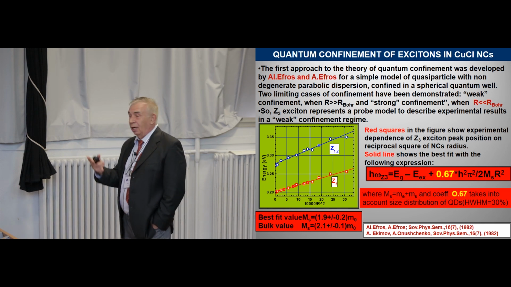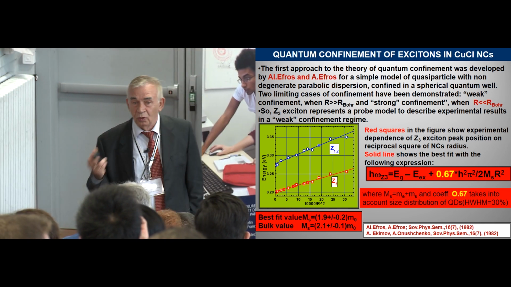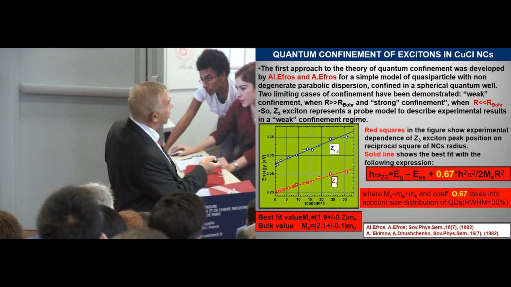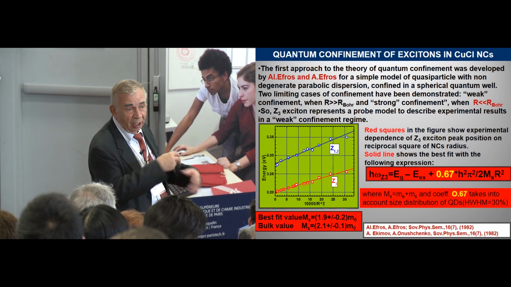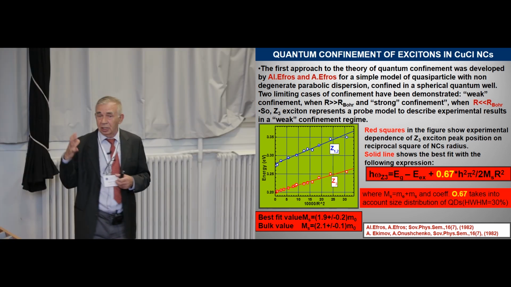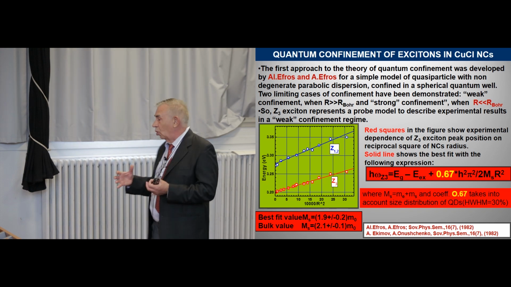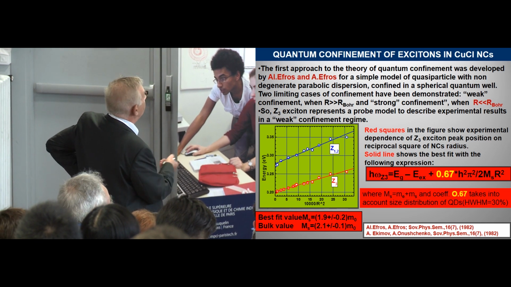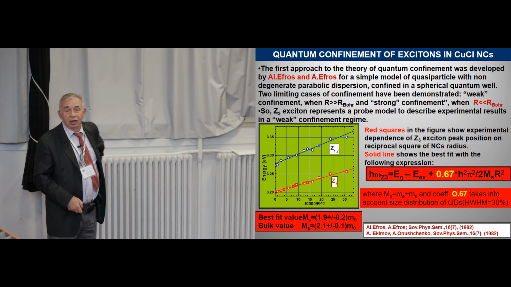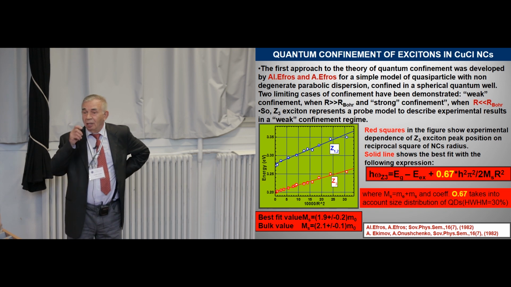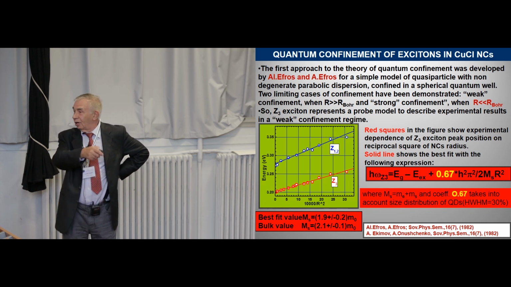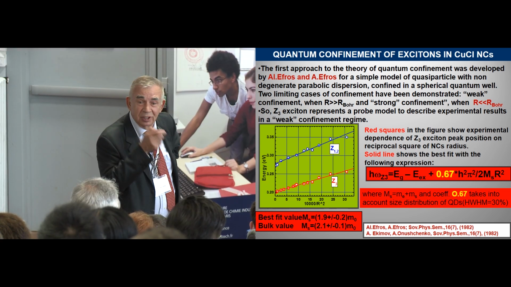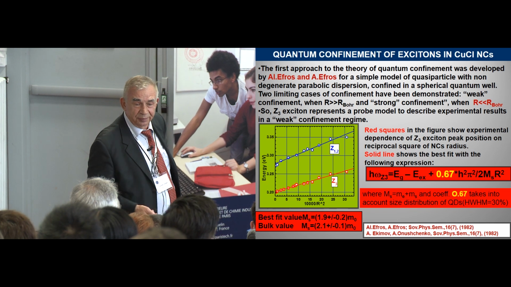First, it was clearly demonstrated that there are two limiting cases of confinement, what's now called the weak confinement regime and the strong confinement regime, and the regime depends on the relationship between the size of the nanocrystals and the Bohr radius of the exciton. And from this point of view, our case of the Z3 exciton in copper chloride is just a model object for this theory, which was actually a simple theory because it is for a non-degenerate parabolic band.